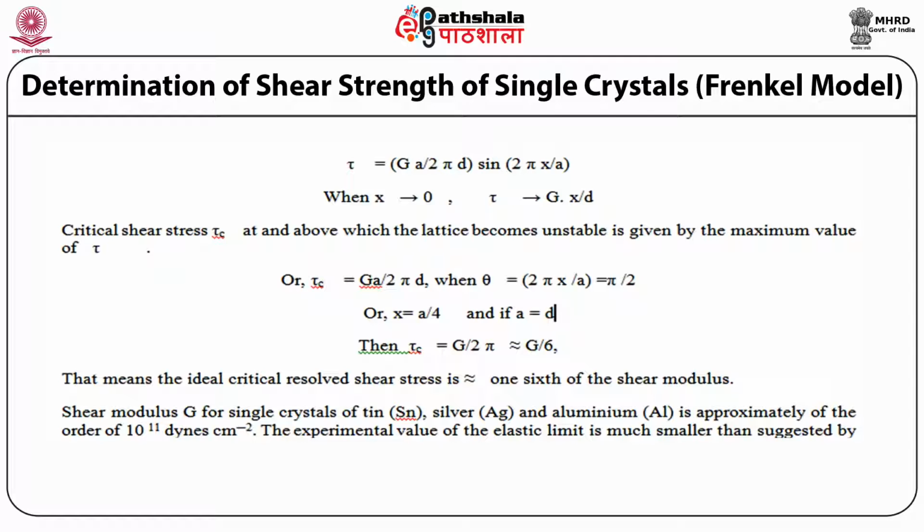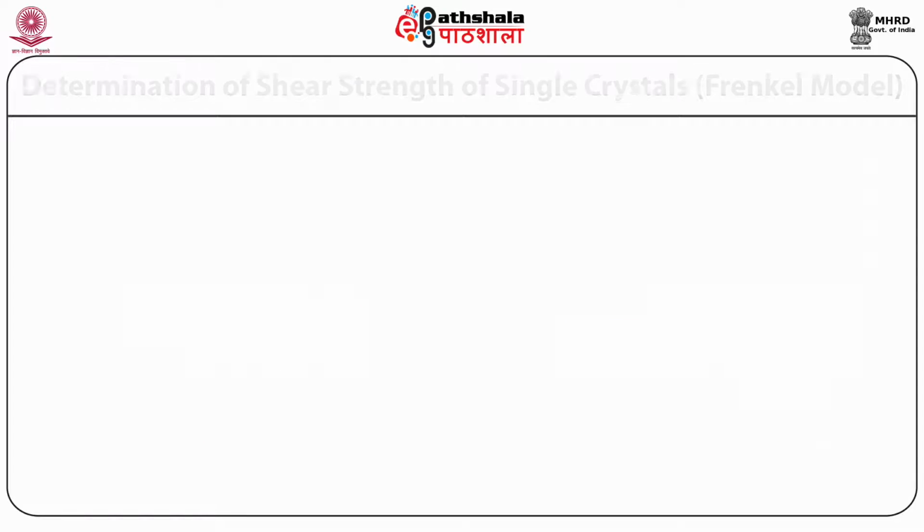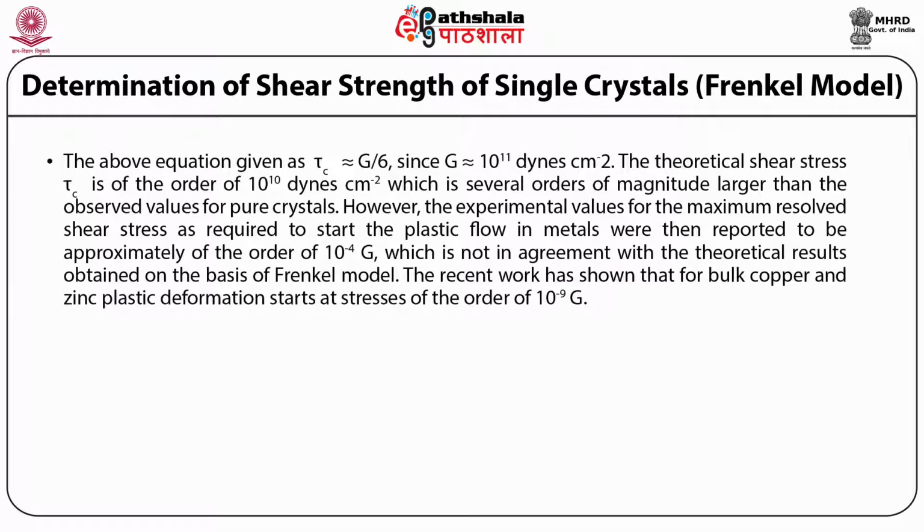Shear modulus G for single crystals of tin, whose chemical formula is Sn, silver, which is chemically represented as Ag, and aluminium, Al, is approximately of the order of 10 raised to power 11 dynes per square centimeter. The experimental value of the elastic limit is much smaller than suggested by the Frankel model. The above equation gives tau c equal to G by 6.